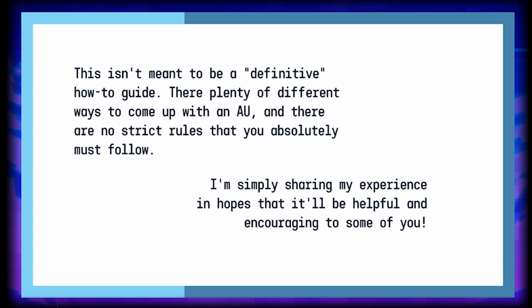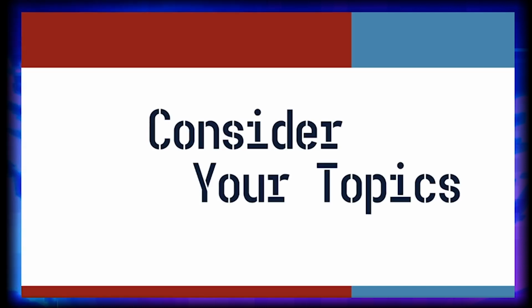So before we get started, it does need to be said, this is not meant to be a definitive how-to guide. There are so many different ways to come up with an AU, and obviously there are no strict rules that you absolutely must follow and no strict order you absolutely have to do them in. I'm simply sharing my process in hopes that I inspire someone else to start their own. If you're unsure, or stuck, or even just nervous about putting your ideas out there, I hope this will be helpful and encouraging.